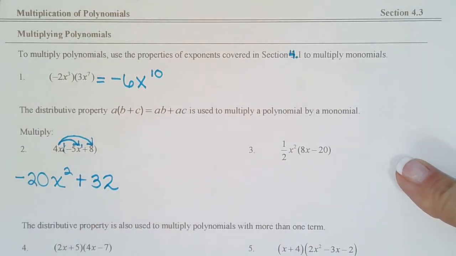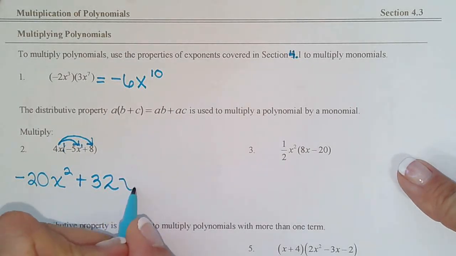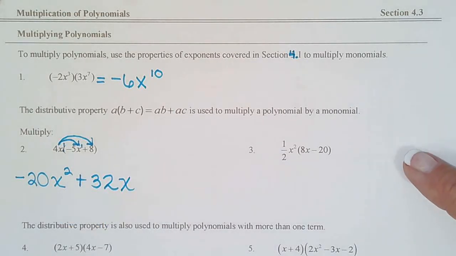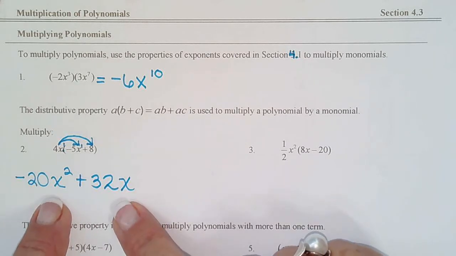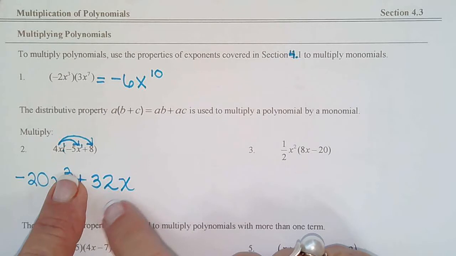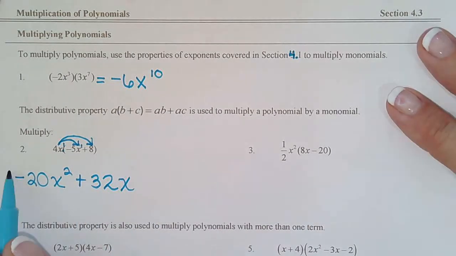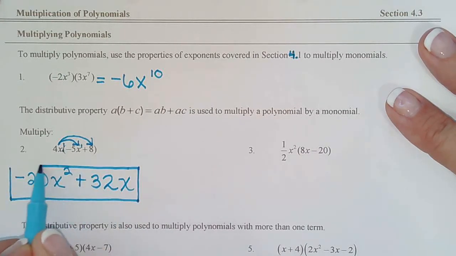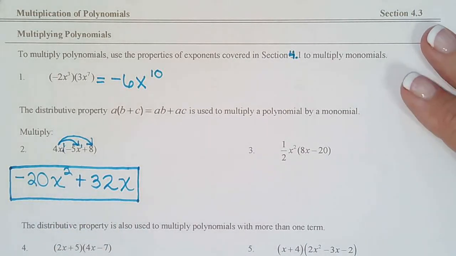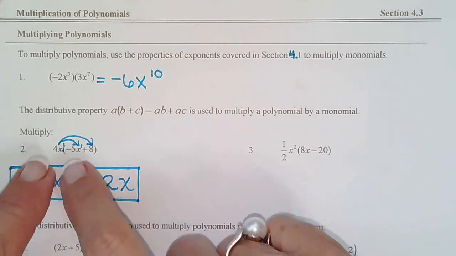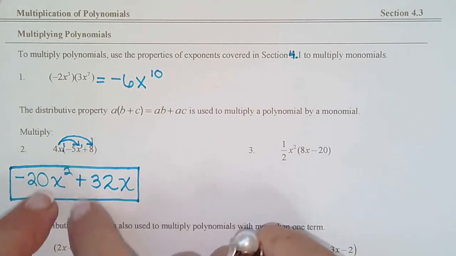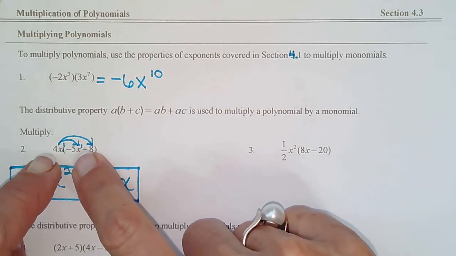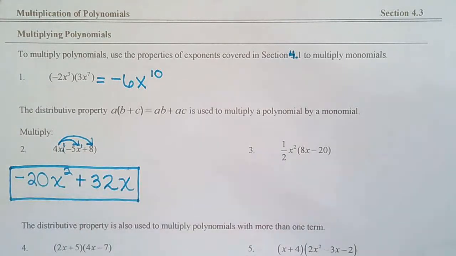And then just like always, when you have 2 or more terms, you have to make sure, whoops, I said 32x and I wrote 32. And you need to make sure they're in descending order. So x to the second, x to the first, good to go. So that's my answer. If it's not, you do have to rearrange it. So you have to make sure and leave your terms in descending order.